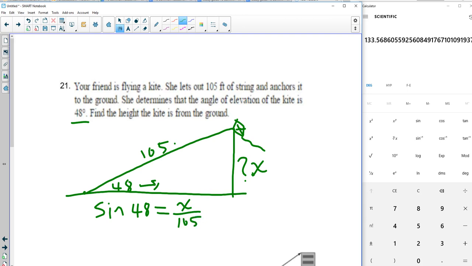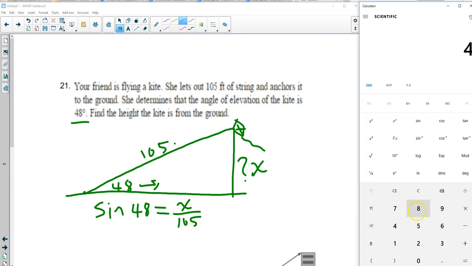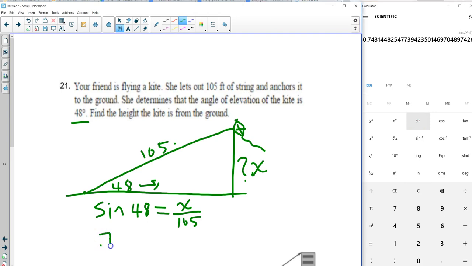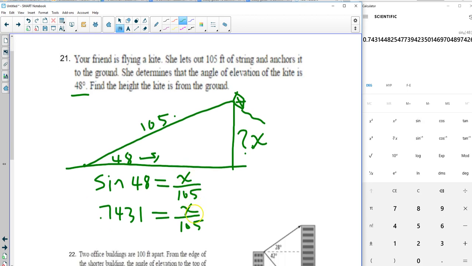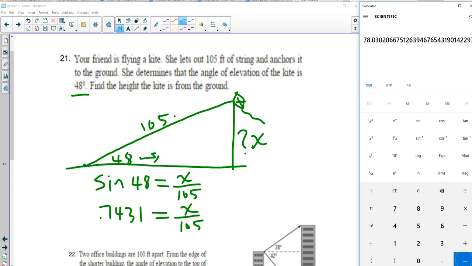So now let's find what sine 48 is, that's just a number. 48 sine gives us 0.7431 is equal to x over 105. Remember, since x is in the numerator, all we do is multiply. So now I need to multiply 0.7431 times 105. So multiply this by 105, and that equals 78. It doesn't say round, so I'm gonna just leave it at 78.